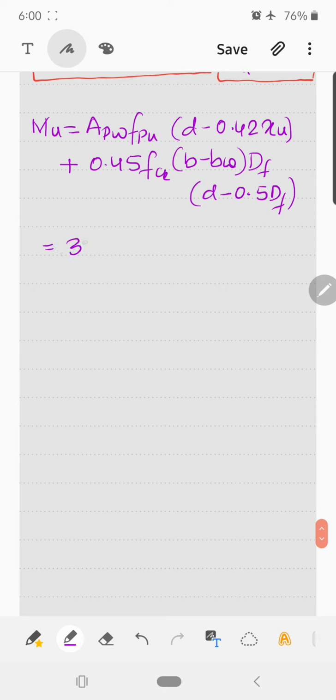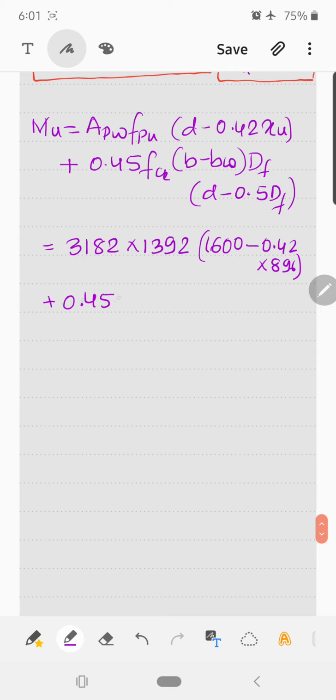Substituting the values, 3182 into 1392 into D minus 0.42 XU, D is 1600, so 1600 minus 0.42 into 896, plus 0.45 FCK 40 into bracket B minus BW, 1200 minus 300, into DF, the depth of the flange, is 150, into D minus 0.5 DF, 1600 minus 0.5 into 150.